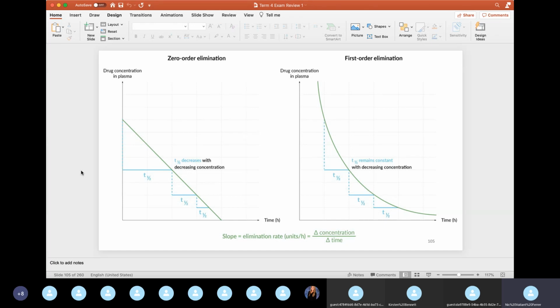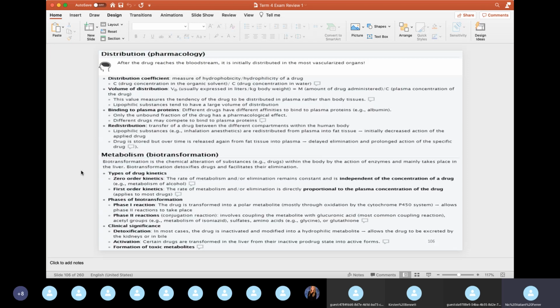First order elimination is flow dependent, right? In zero order, the half-life decreases with decreasing concentration. In first order, the half-life remains constant with decreasing concentration. Okay, good job. So we talk about distribution in pharmacology, volume of distribution, VD.